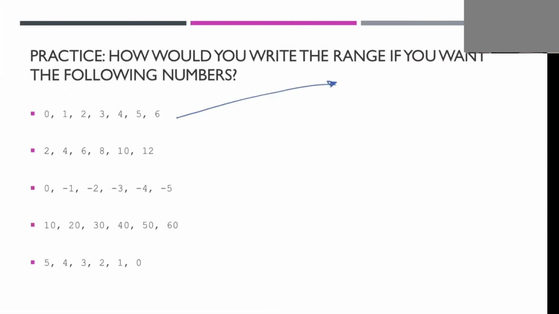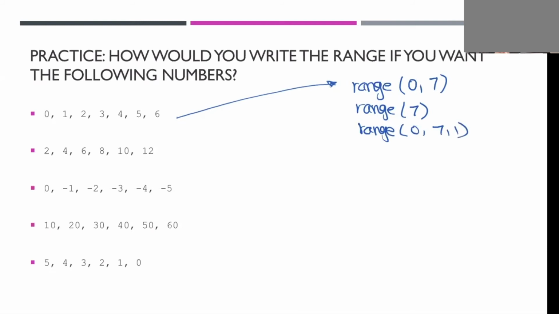0, 1, 2, 3, 4, 5, 6. How would you write this? Good. You could write range 0 to 7. What else can you write? Range 7. This is also good. What else can you write? There's one more. Very good. Range 0, 7, 1. All of these work.